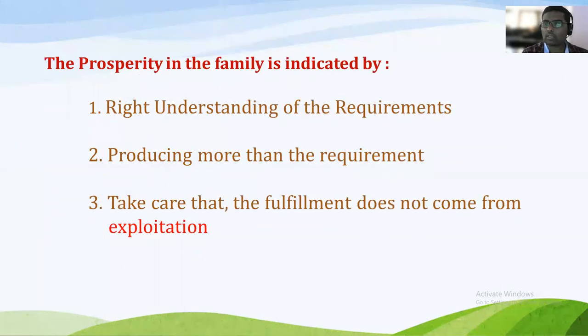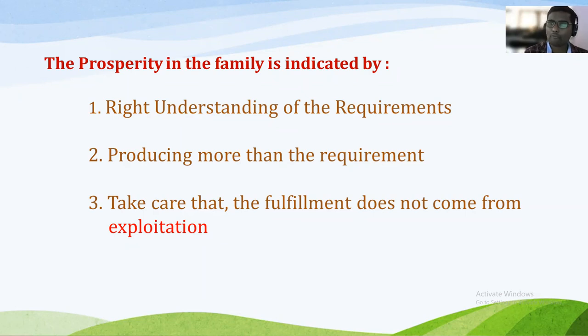The prosperity in the family. Now, as we know, our basic aspiration is continuous happiness and prosperity, but what is meant by the prosperity in the family? The prosperity which is related to physical facility. The prosperity is nothing but the feeling of having more than enough physical facility. So for that prosperity, what is required? Number one, the right understanding in terms of physical facility, in terms of requirement. If we know our actual requirement, then how to produce it, that capacity. And another thing is to take care that the fulfillment does not come from exploitation.